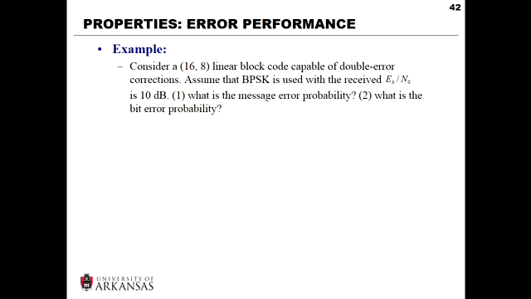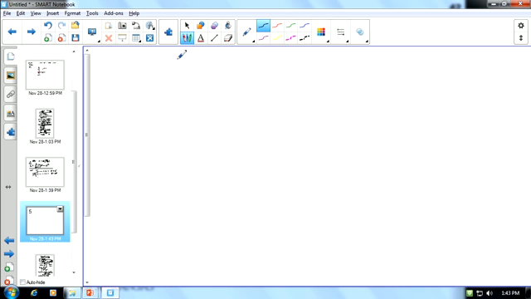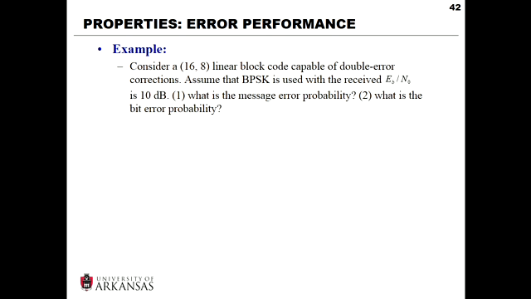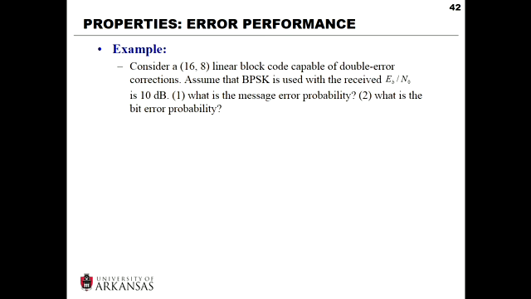Okay, so just a quick example. Let's consider a (16,8) linear block code capable of double error correction. Assume BPSK is used with the received Eb over N0 being 10 dB. So what is the message error probability? What is the bit error probability? For this one, we are considering n equals 16 and k equals 8. In this case, our error correction capability t is 2. Correct 2 bits of error, double error correction, okay?